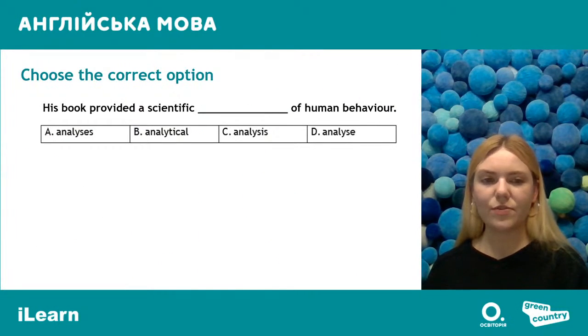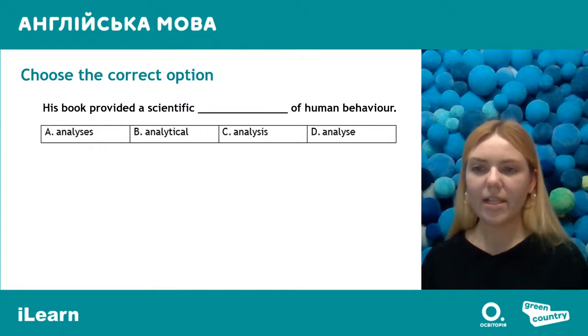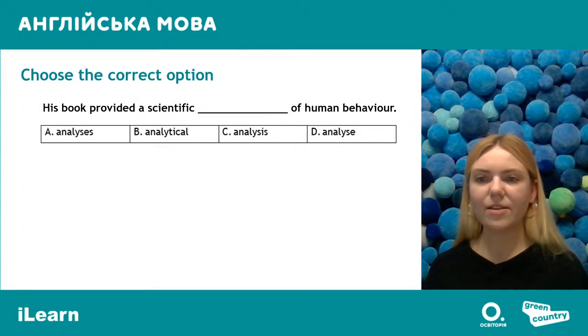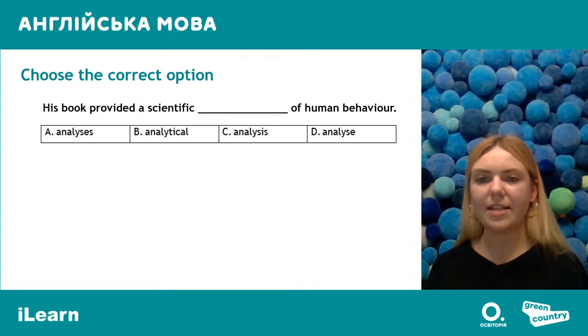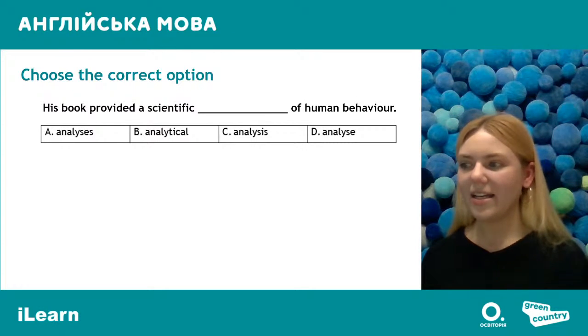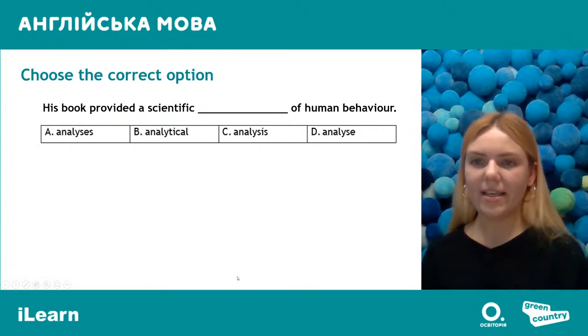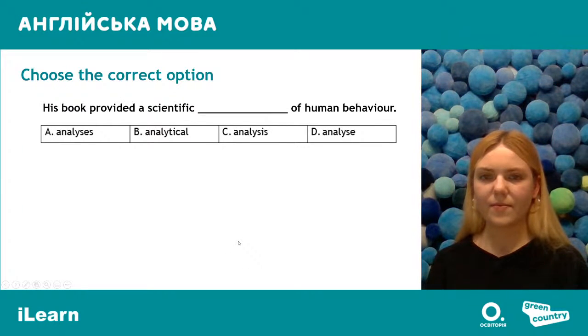And one more thing, we will skip this one. But the last thing I want to discuss with you is this. Let's look at this slide and do one more task like that. Let's try to choose the correct option. His book provided a scientific of human behavior. And we have options: analysis, analytical, analyses, and analyze. So which word is the best here? His book provided a scientific, and we will use here analysis.